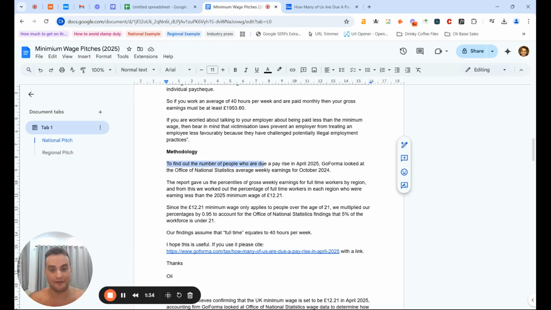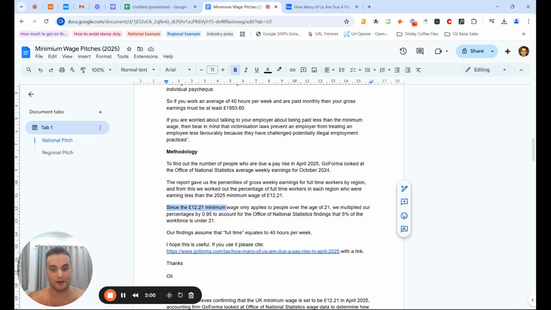Methodology. To find out the number of people who are due a pay rise in April 2025, GoFormer looked at the Office of National Statistics weekly earnings for October 2024. This report gave us the percentiles of gross weekly earnings for full-time workers by region, and from this we worked out the percentage of full-time workers in each region who are earning less than the 2025 minimum wage of 12.21. I should have said per hour there, but anyway.